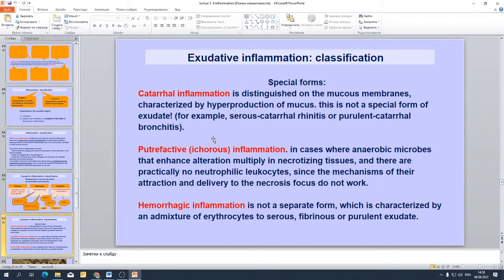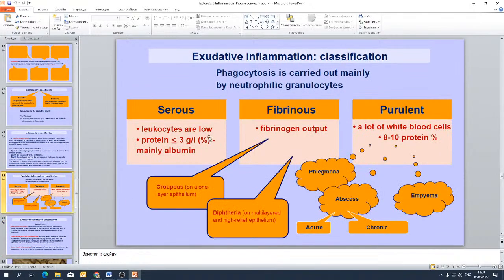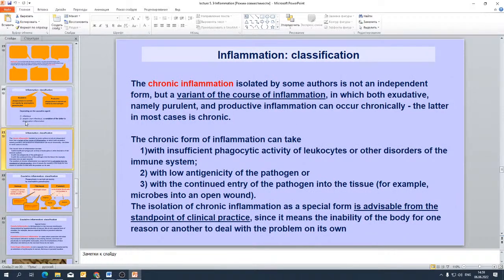Next classification: catarrhal inflammation, putrefactive, ichorous inflammation, purulent inflammation, hemorrhagic inflammation. For example, I show a picture, you look next. And exudation is carried out mainly by neutrophilic granulocytes. Serous, fibrinous, purulent inflammation. I repeat, sorry.